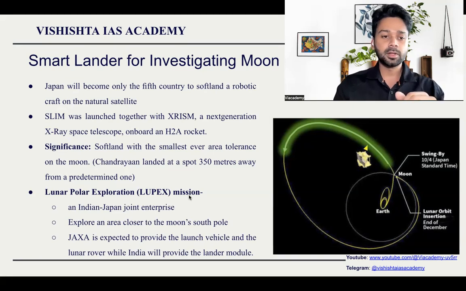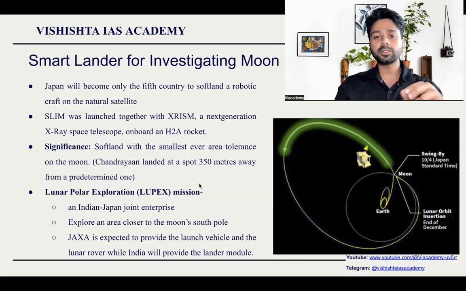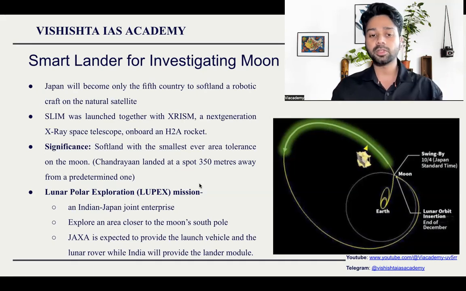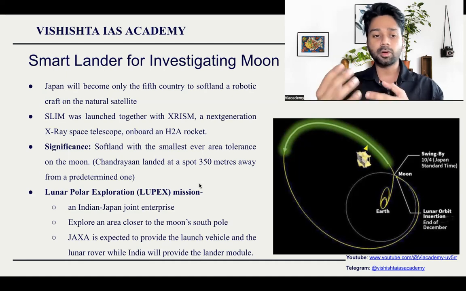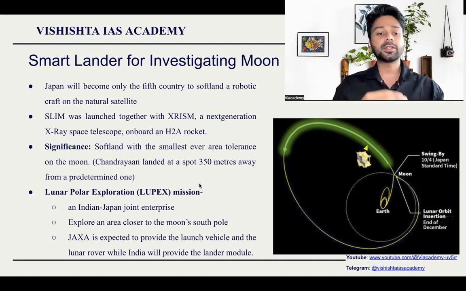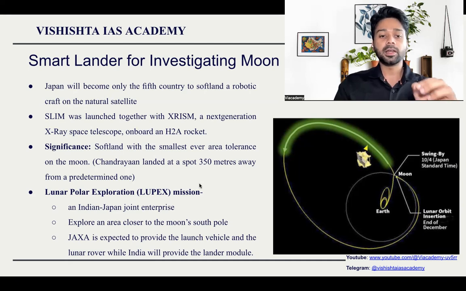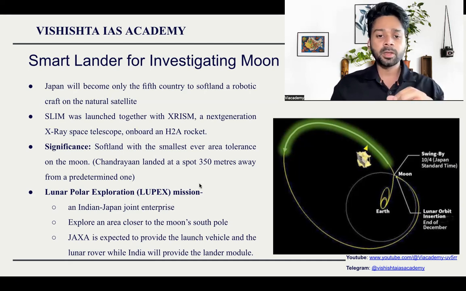So SLIM was launched together with XRISM, which is an X-ray space telescope. So Japan carried out a mission called SLIM to soft land on the moon, which carried an X-ray telescope also on board an H-2A rocket. The significance of this SLIM mission is that it soft landed with the smallest ever area tolerance.